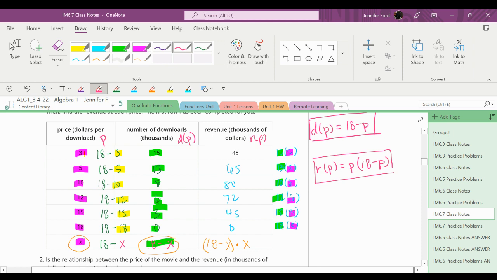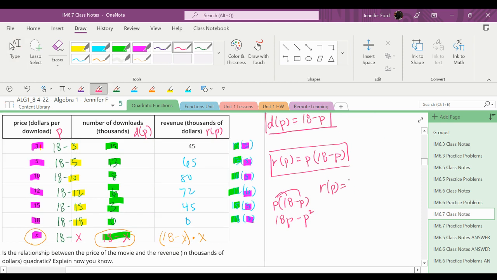So I could write it like that. I could also use the distributive property if I wanted to. So P times 18 is 18P minus P times P is P squared. So this would also work. Equivalent. Kind of whichever one's easier. These are the same thing.